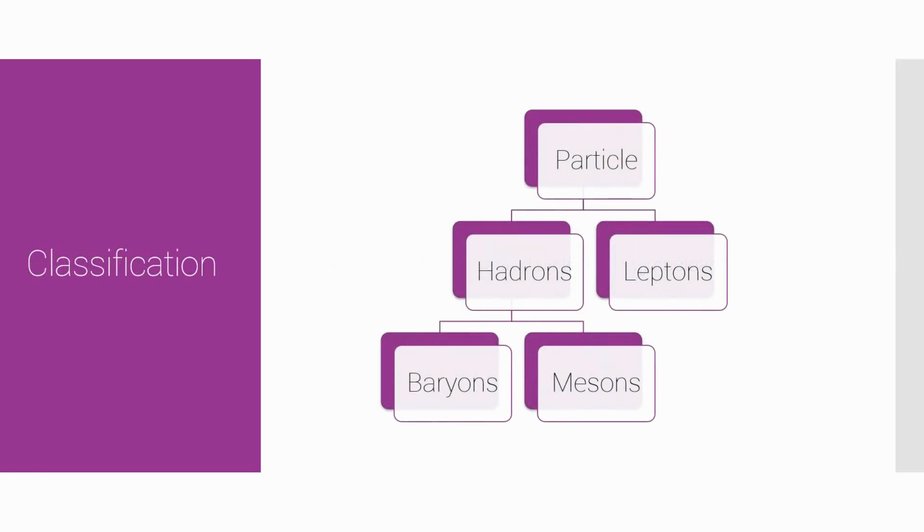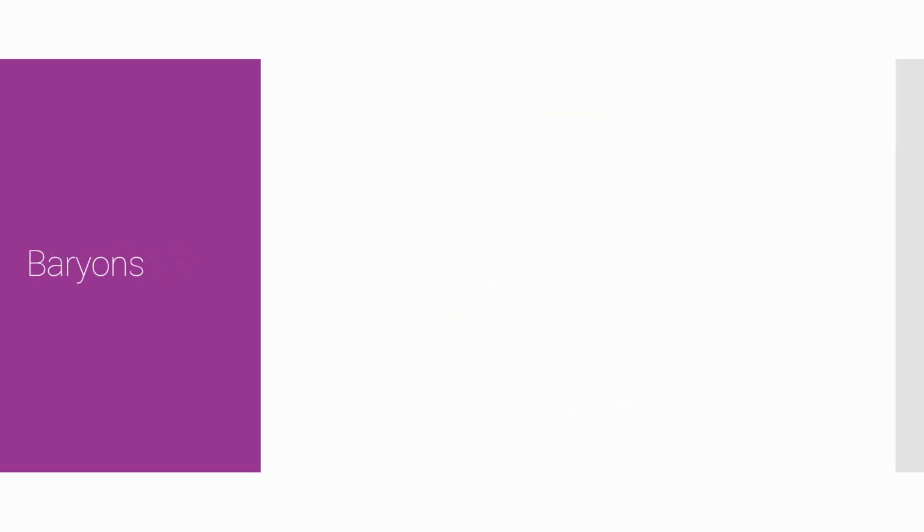But as you know, they are split up into baryons and mesons, and there is a lot more to learn about baryons and mesons. Let's get started with baryons. What do we need to know about baryons? Well, their defining trait is they are made up of 3 quarks, and don't worry, quarks will be covered in a future video.